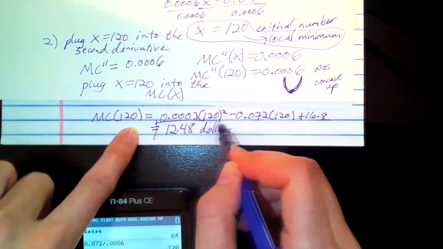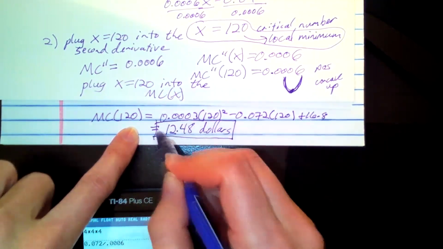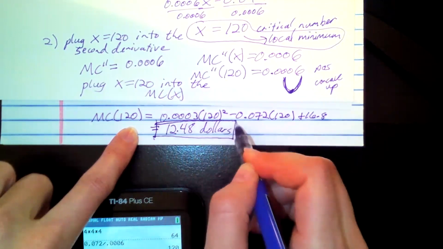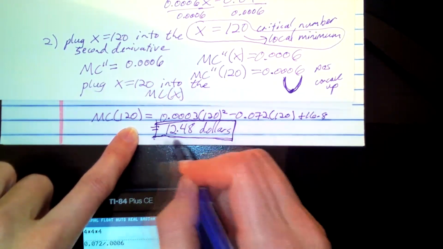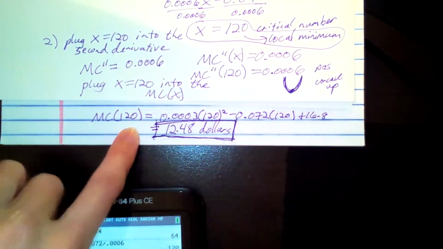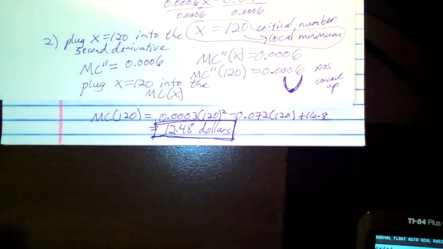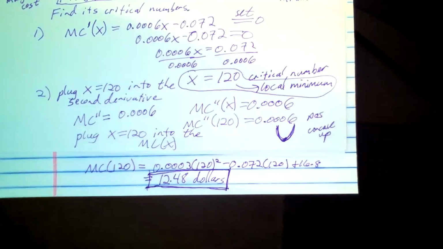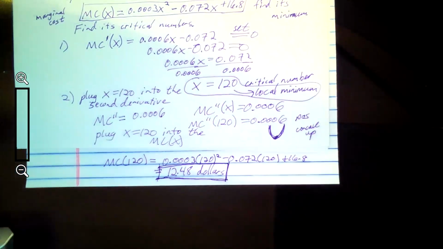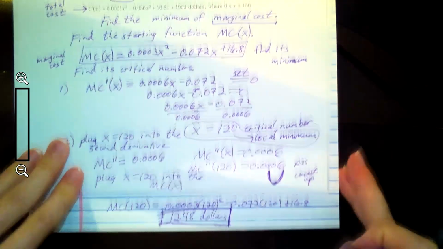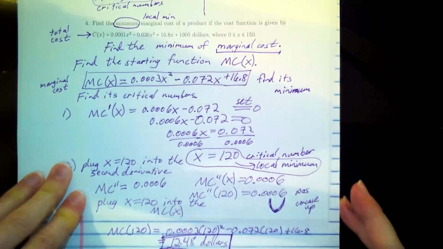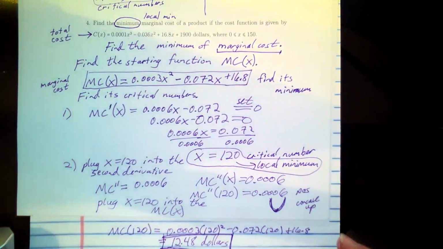So this is the answer. We know that 120 items corresponds to the min, but the actual minimum cost is 12.48. So that's the answer to problem 4. So be cautious with this one.